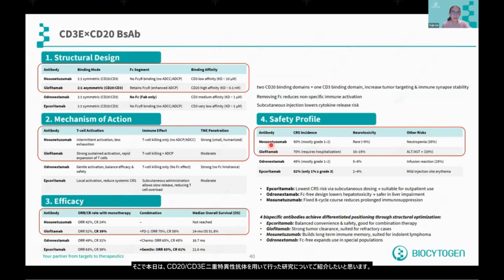Today I would like to give you a study that we have done using CD20, CD3E double humanized bispecific antibody. We know that there are several CD20 T cell engagers, and today we want to compare mosunetuzumab and glofitamab. We know that the binding mode of the 2 antibodies is different, and they also have different Fc parts and binding affinity. And it is reported that glofitamab has a higher incidence of CRS after the treatment compared to mosunetuzumab.